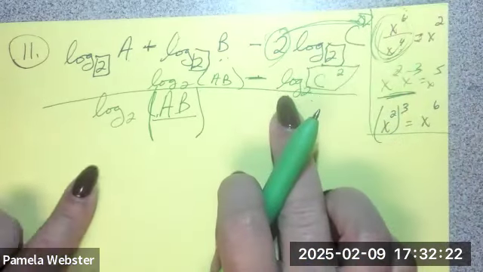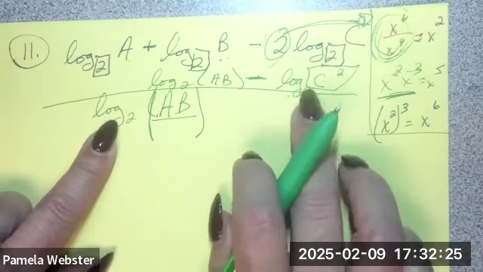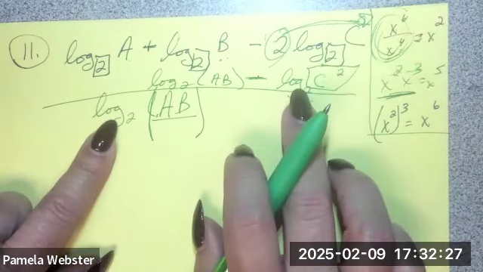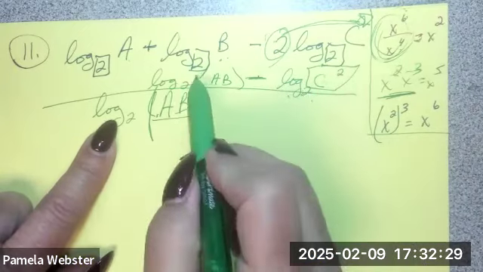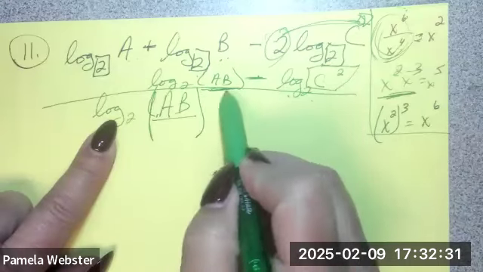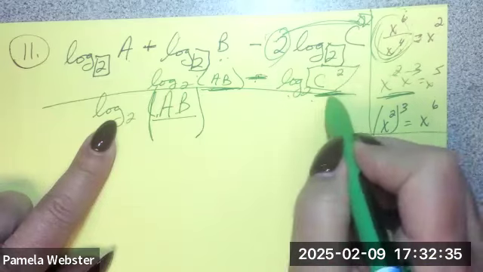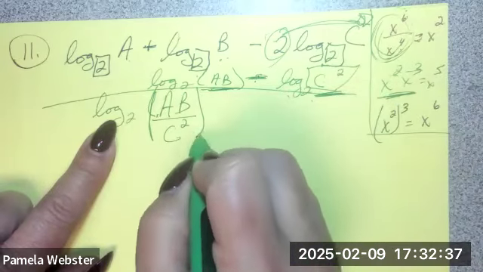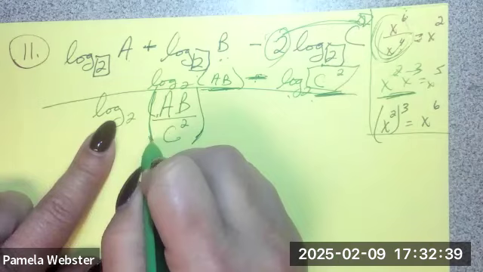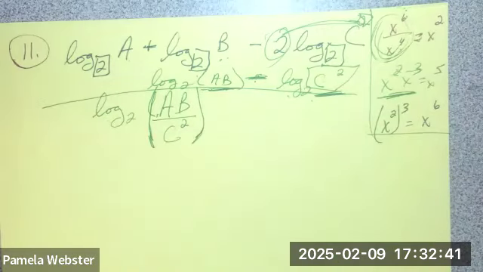Now, it's still one single logarithm, so I'm not going to rewrite the log base 2. Be really careful about that, okay? What we're saying is this AB guy is minus or being subtracted by this C squared guy. So he's going on bottom because he came from subtraction.